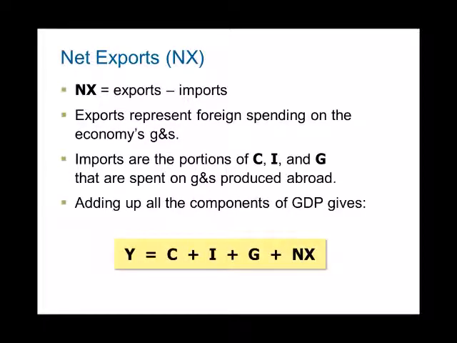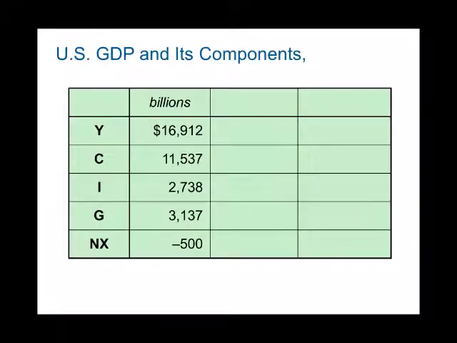So when we add all those components up, we get GDP. GDP is C plus I plus G plus NX. How much is it? Currently, the US GDP is about $17 trillion.